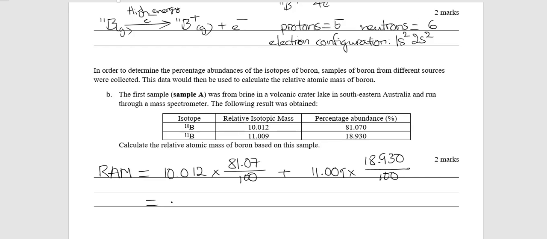18.93 divided by 100. So I have 10.2, which is actually very different from what is reported on the periodic table. Oh, sorry, I was going to write a unit there. You shouldn't have any unit. Okay, what is it? 10.200. Actually, that's wrong. 10.201. Next part.